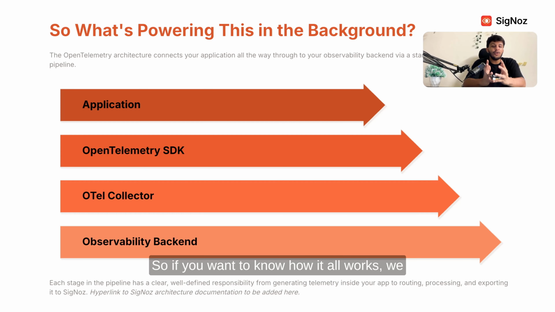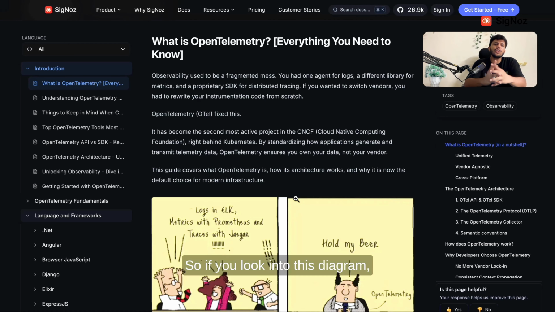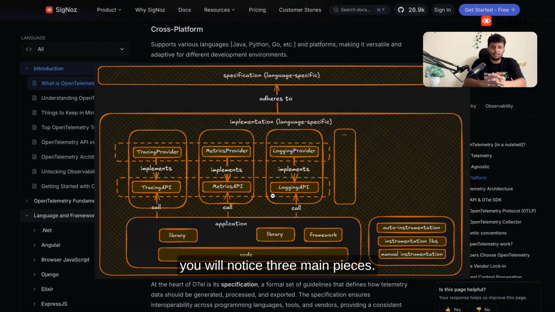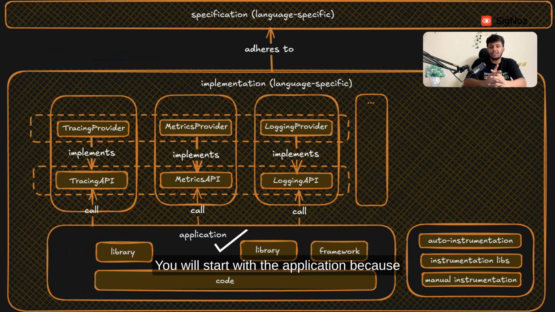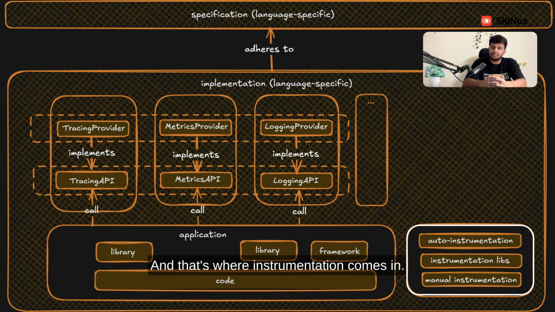So if you want to know how it all works, we definitely have to go back and look into the architecture. If you look at this diagram, you will notice three main pieces: the application, the API, and the providers. You start with the application because that's the part you already know: your service, your backend, and your business logic. Everything running your product. And once that application is live, the next question is how does it actually start generating observability data? And that's where instrumentation comes in.